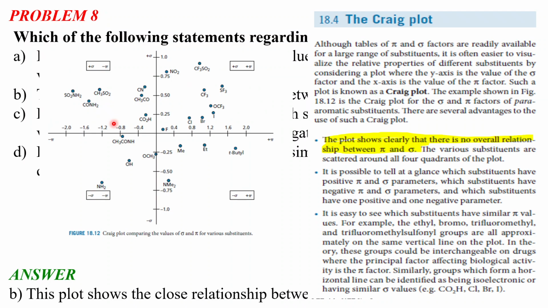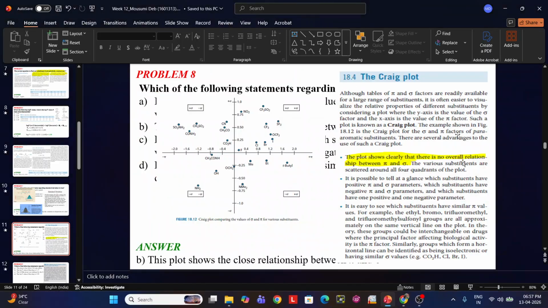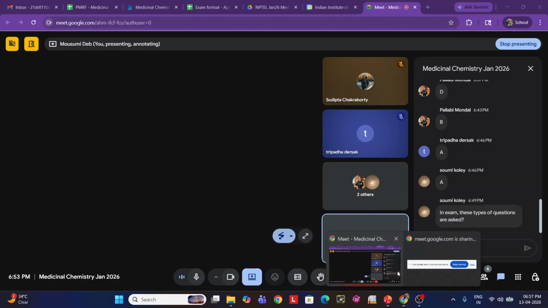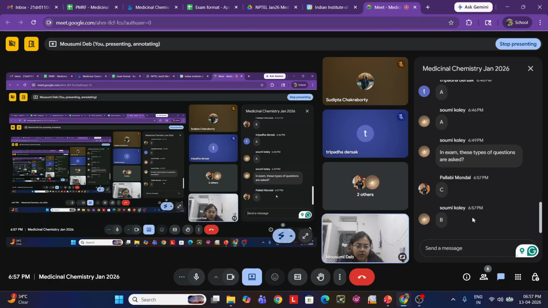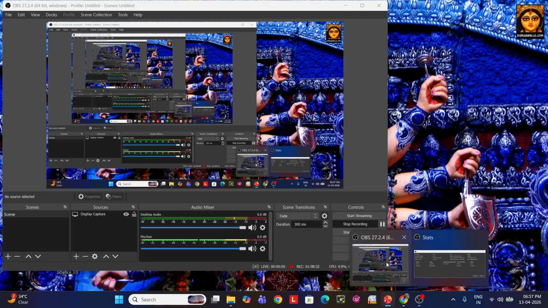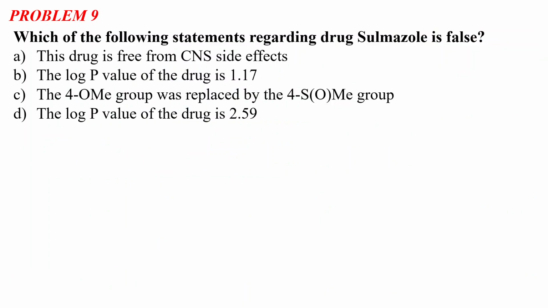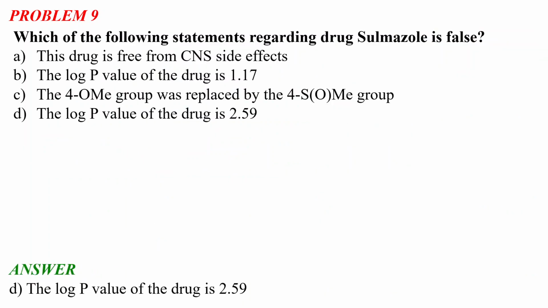Let me check the chat box. Okay, I have received one and two answers. One is number C and one is number B. Let me check which answer is correct, number C or number B, or if there is any other answer. So the correct answer will be number D. The log P value of the drug is 2.59. This statement is false.